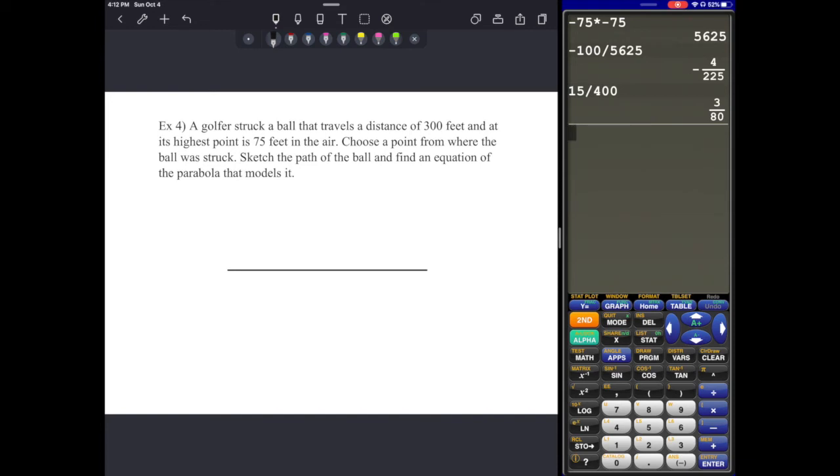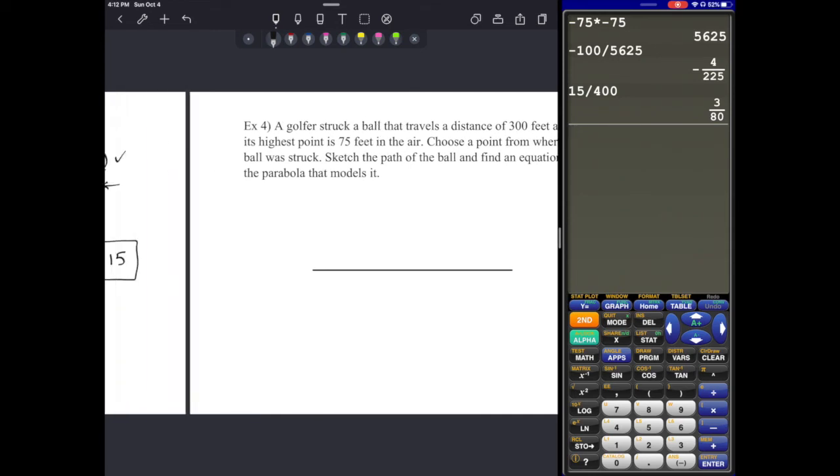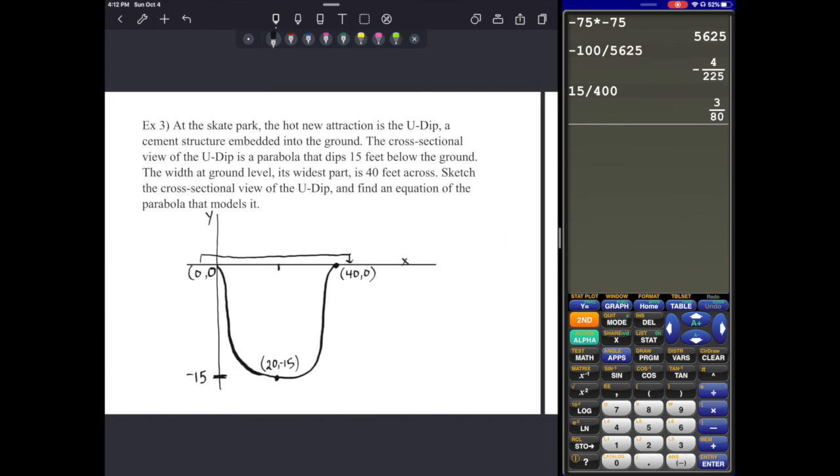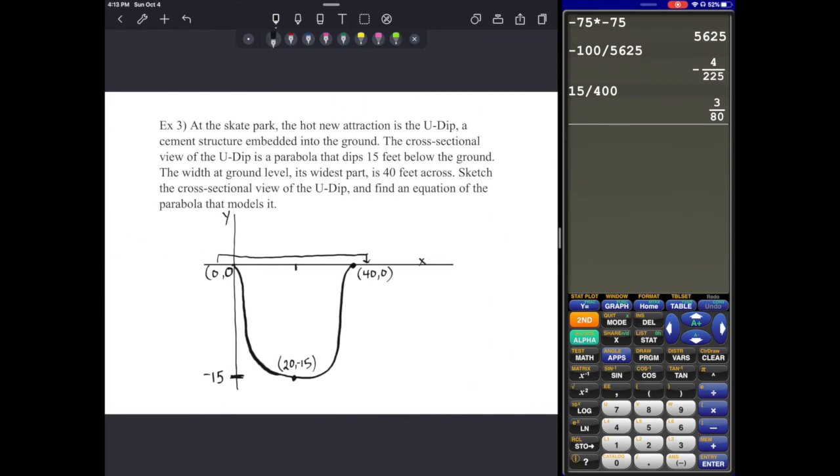All right, so I guess we haven't talked much about this and we need to. It keeps telling us to choose where we want the parabola to start. Let's think back to this last one real quick. I took it and I set it up so that it started at 0, 0, went down here to the vertex down at the bottom, and then went over.